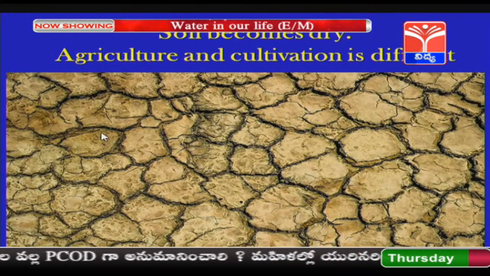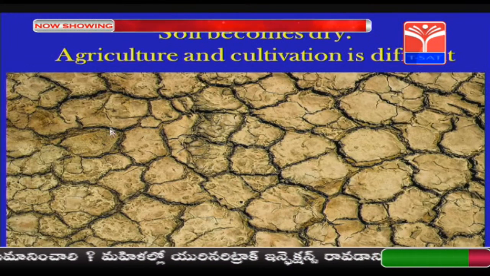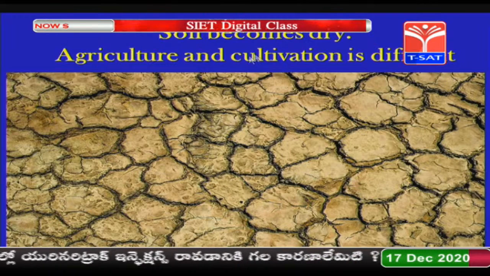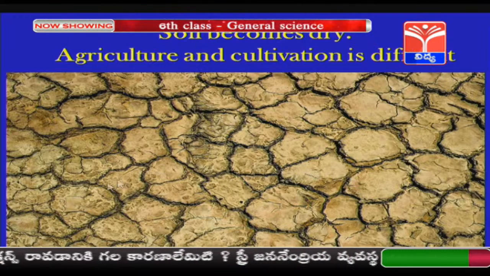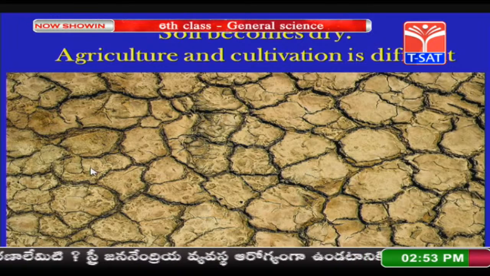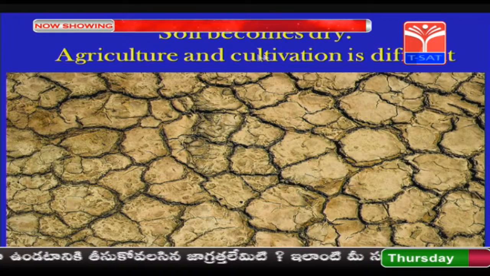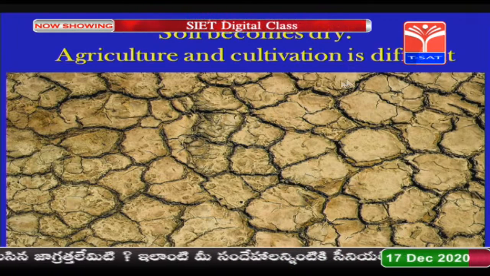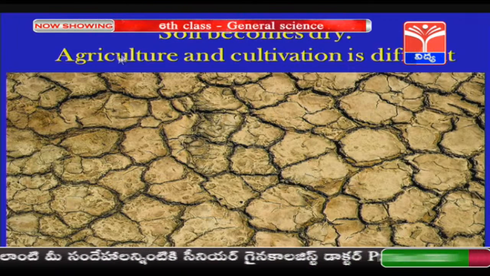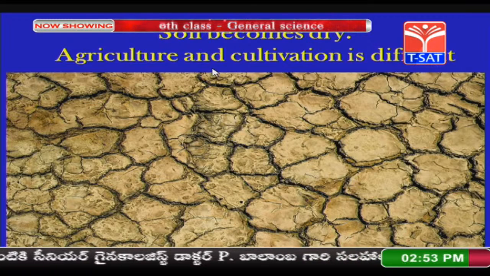As crops do not grow, we do not get food to eat. Look at the close picture of a drought soil, children. The soil has become completely dry and it is not ideal for agriculture as well as cultivation purpose. So, it is difficult for agriculture and cultivation. Am I clear, children? So, we should be very careful and we should conserve water.